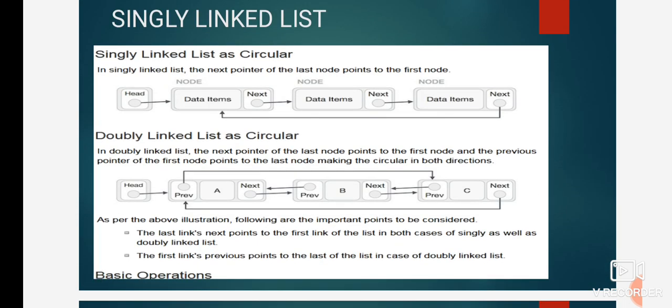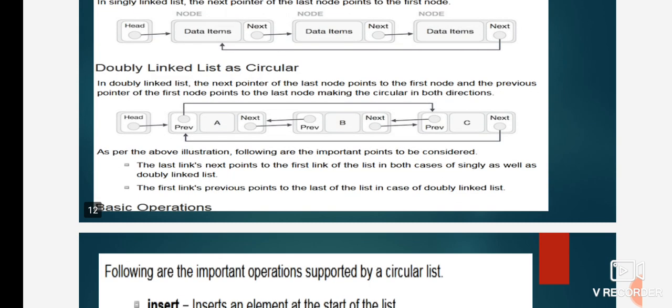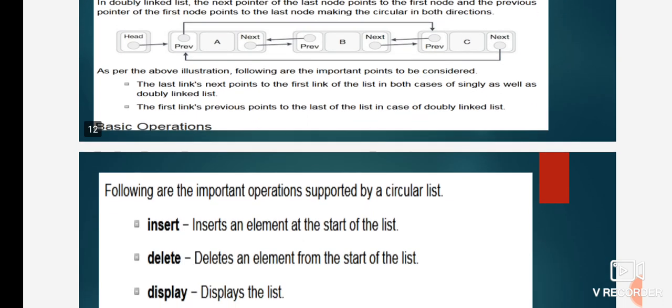So this is the diagram for a circular singly linked list. In a singly linked list, the next pointer of the last node points to the first node. In a doubly circular linked list, the next pointer of the last node points to the first node, and the previous pointer of the first node points to the last node, making it circular in both directions. So this is the doubly circular linked list, right?